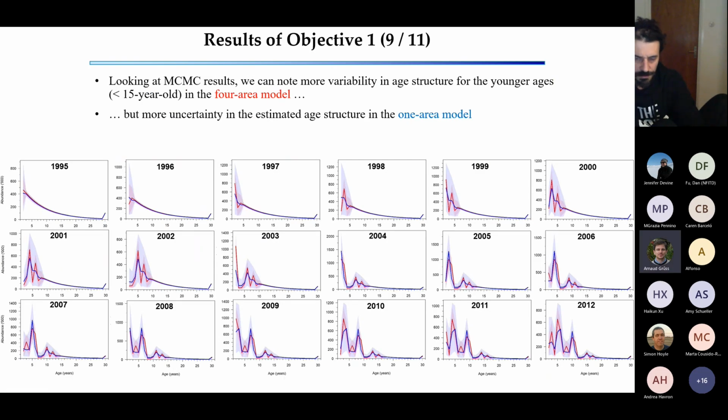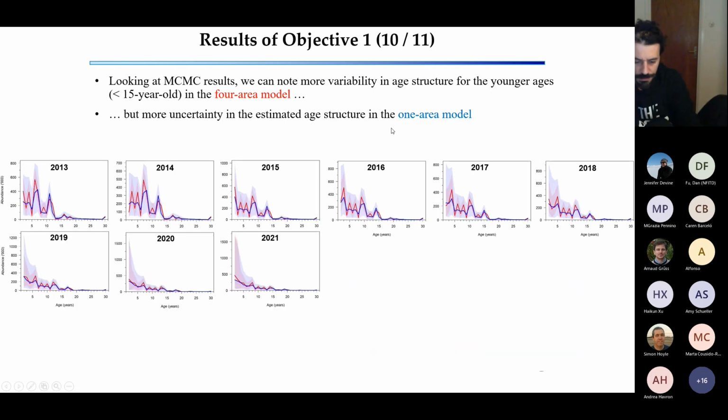But we also looked at the MCMC results, and what we noted is that there was more variability in age structure for the younger toothfish in the 4-area model than in the 1-area model, but also more uncertainty in the estimated age structure in the 1-area model.